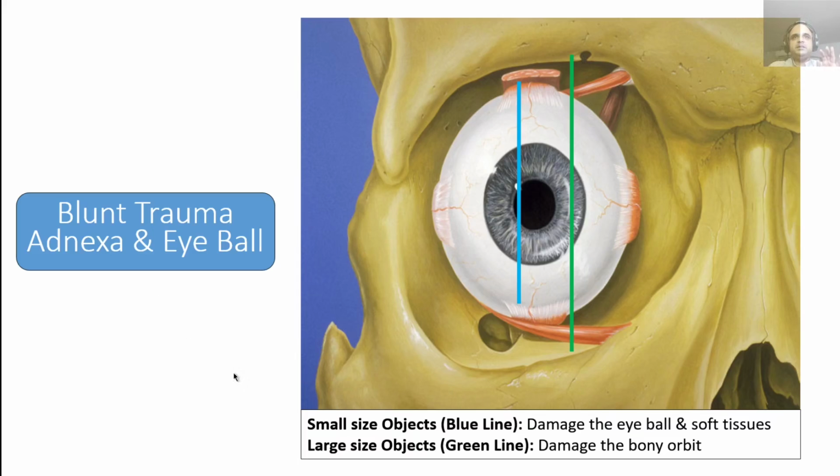And remember, largely the rule is that smaller objects affect the eyeball, larger objects affect the orbit, as we just talked about with the fracture of the floor of the orbit. But it is possible for smaller objects to cause damage to the orbit as well, depending upon how they hit, and also for larger objects to cause damage to the eyeball, again, depending upon how they hit.